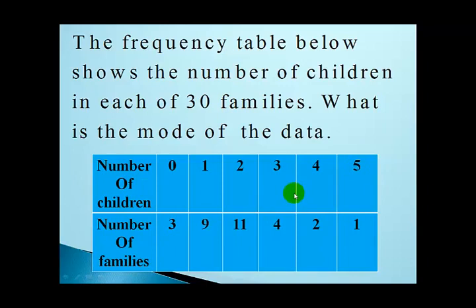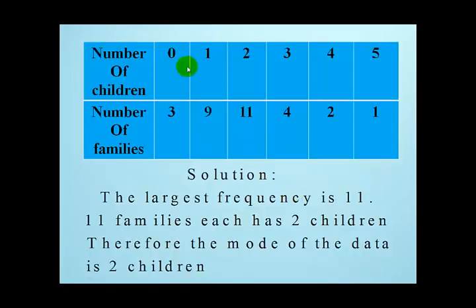Now let's proceed. This is given in the question. Now let's look at how best we can solve the problem. The largest frequency is 11. Now when we look at the frequency, that's the number of families. So when you look at the frequencies, we have 3, 9, 11, 4, 2 and 1. You can see that the largest frequency is 11 as seen from the table.